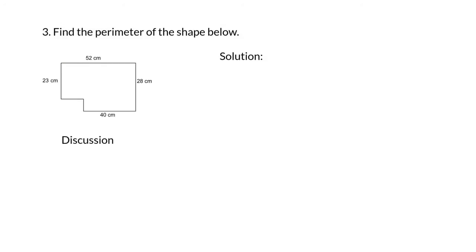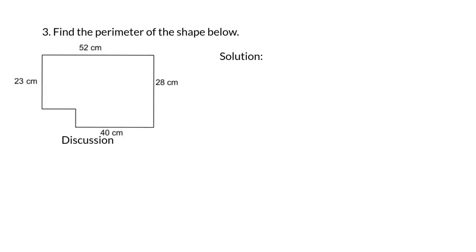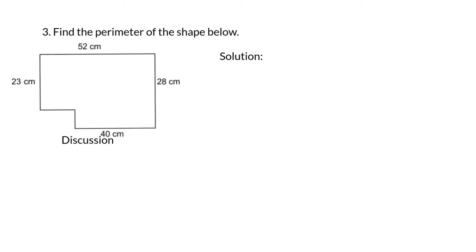Okay, so for this problem here, we have a rather interesting dilemma. We have two sides that are missing, and I'm going to highlight them. So I have this side in red and this side in blue, which is missing. Okay, so here's my question. How do I find those missing sides?